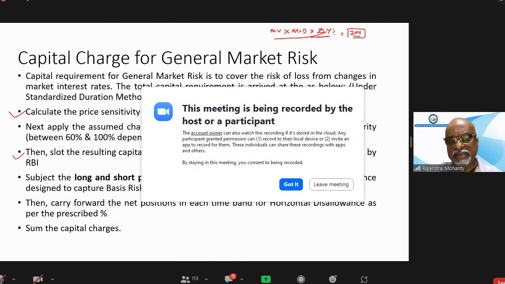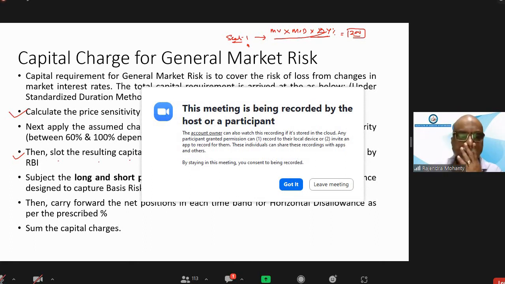the next step is this one. Slot the resulting capital into a maturity ladder with 15 time bands as prescribed by RBI. So we are calculating this for individual securities. This is security 1, security 2, like this. Suppose 100 securities are there. We have calculated all types of securities and we have also found out where they belong. And RBI, for this purpose, has prescribed 15 time bands. Time bands means the residual maturity period.